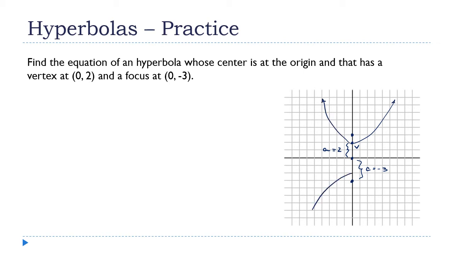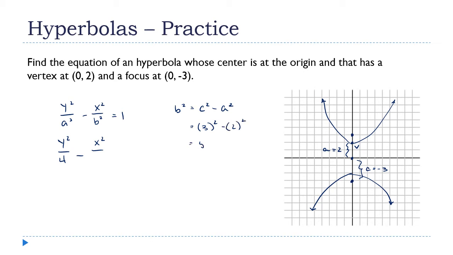It's going to be an up, down one. So I'm going to do y squared over a squared minus x squared over b squared equals 1. And let's see, a is 2, so that's y squared over 2 squared, which is 4, minus x squared over, let's see, b squared is c squared minus a squared, that's 3 squared minus 2 squared, which is 9 minus 4, is 5. And there is my equation. Really all there is to it so far.